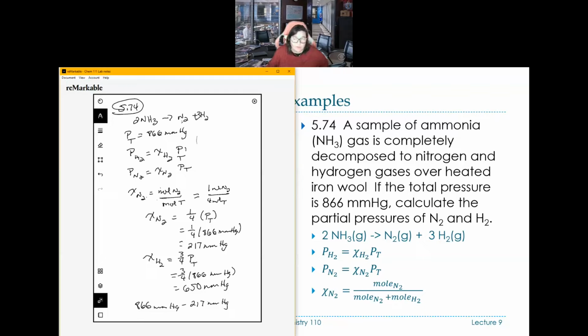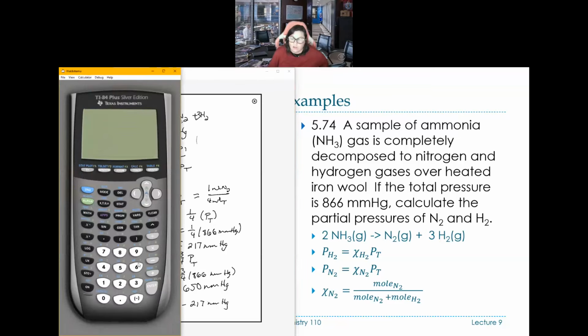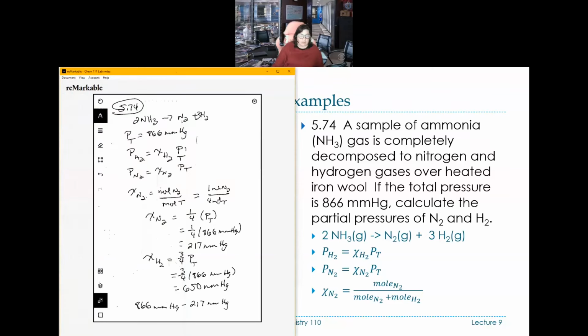And if I do 866, where's my calculator? 866 minus 217 gives me 649. Close enough. All right, it's a rounding issue that we come up with there, but that's what we're looking at. Now, can I go through the whole pressure grids? Yes, absolutely I could, but this is going to give me the answer that I'm looking for. Questions, comments, problems on that one?